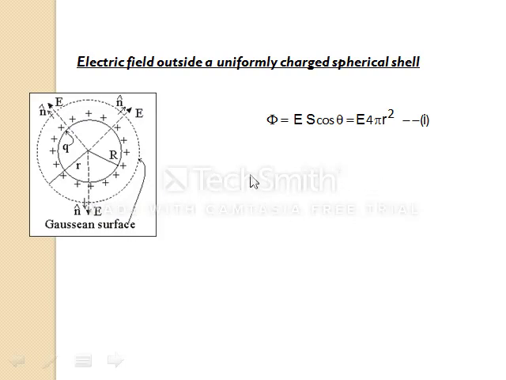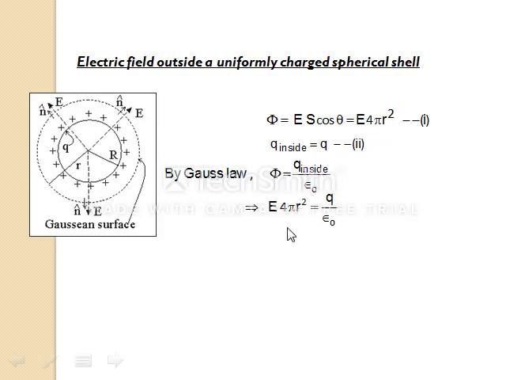Now let's see the charge inside this Gaussian surface. All the charge which is there on the spherical surface is well within the Gaussian surface. So net charge inside this Gaussian surface is all the charge on the shell. So Q inside is Q, all the charge of the shell. Now let's use Gauss law. By Gauss law we know that net flux is charge inside divided by epsilon naught. We have the values of flux phi and Q inside from equation 1 and 2. So substitute those values.